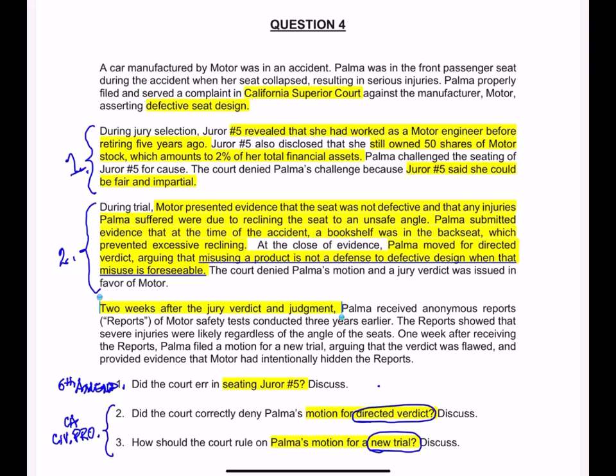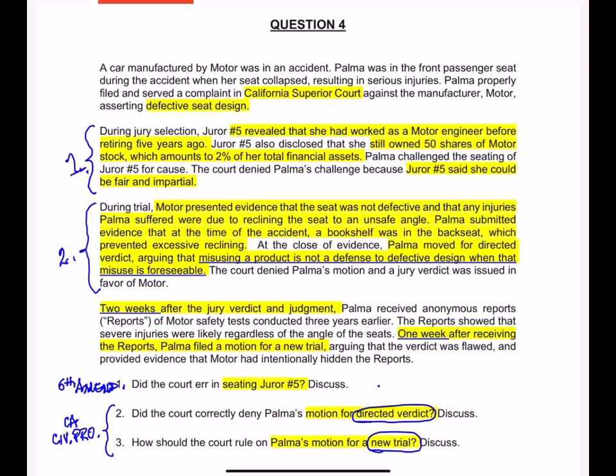The reports showed that severe injuries were likely, regardless of the angle of the seats. 1 week after receiving the reports, Palma filed a motion for a new trial, arguing that the verdict was flawed and provided evidence that Motor had intentionally hidden the reports. So this goes to call 3, motion for a new trial.